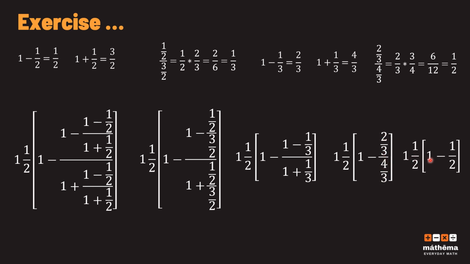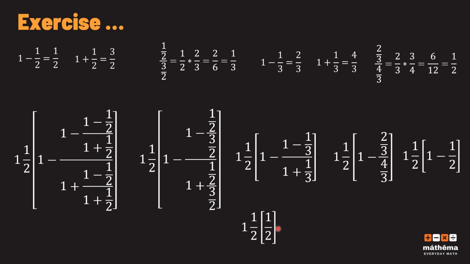So we will write 1 minus 1 half. Now, what is 1 minus 1 half? Actually, we have it here earlier. 1 minus 1 half is equal to 1 half. So basically, this entire thing is just 1 half.